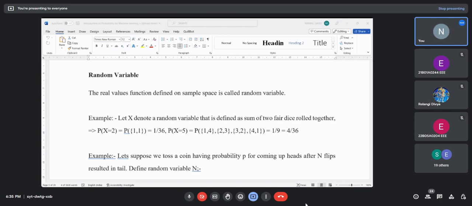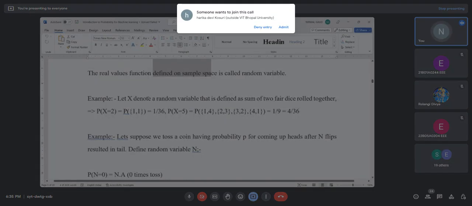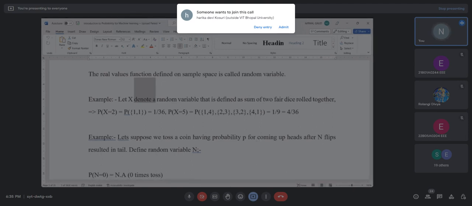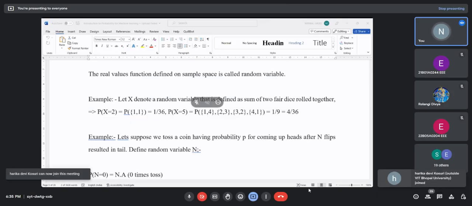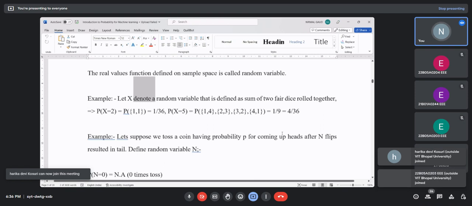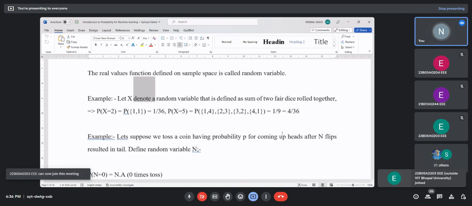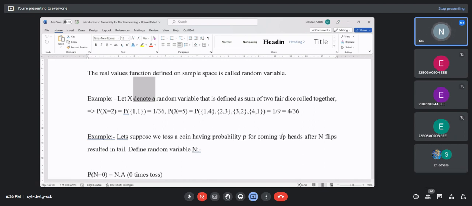Let us take x. It denotes a random variable, and I need to define it as the sum of two fair dice which are rolled together. Okay. So when I roll the two dice, each die has six possibilities. So the total number of possibilities, as we know, is six into six, that is 36.